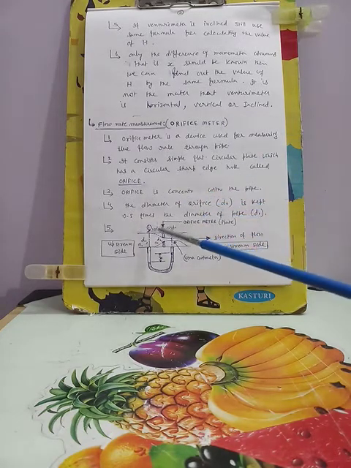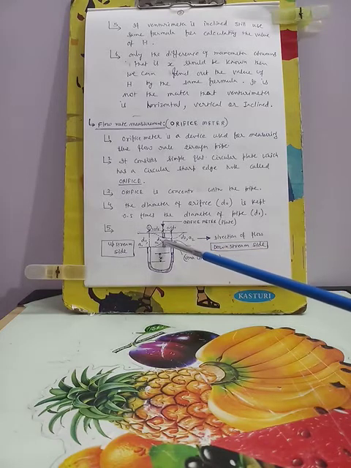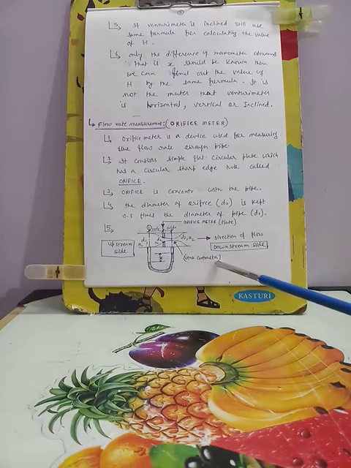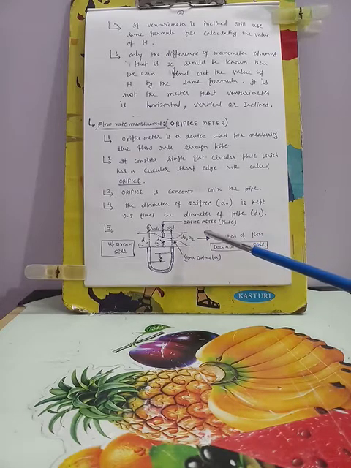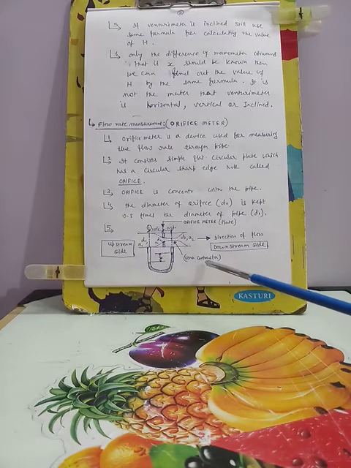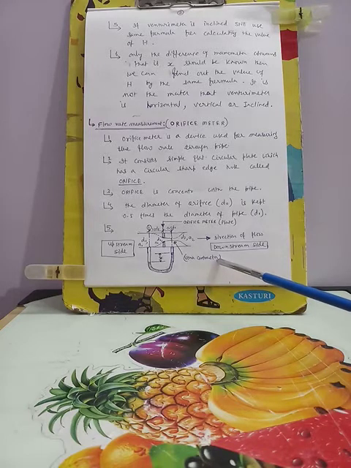On the downstream side, after passing through this orifice, the diameter of the stream will reduce. This reduced section, the minimum size of the stream diameter after coming out from this orifice, is known as the vena contracta.